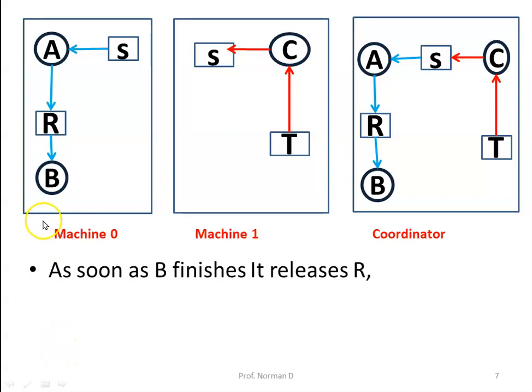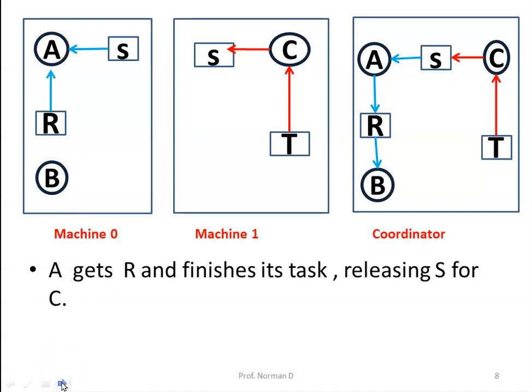Now, as soon as B finishes its work, it will release R. So once it has released R, R will be available for A to use. So B has released R, and now A gets R and it will finish its task. After finishing its task, it will release R and S also. So once it releases S, S will be available for C to use.